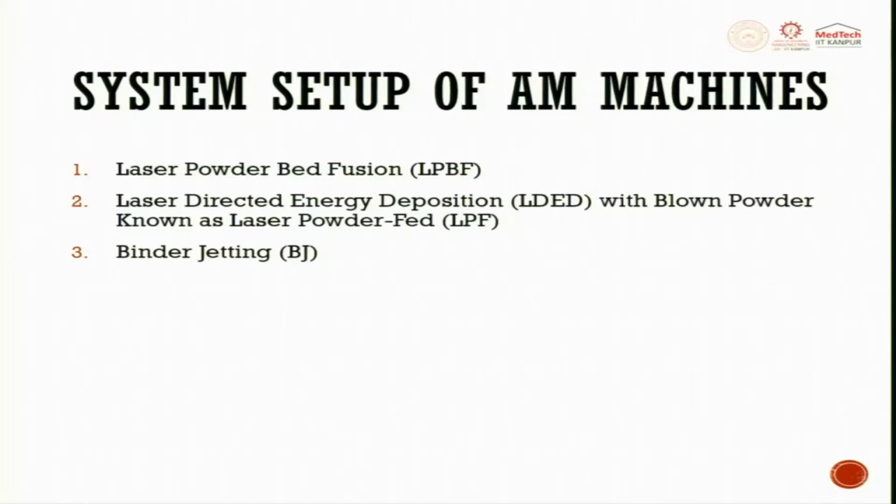Okay. Now, let us get into system setup of additive manufacturing machine. So, there are three system setups. One is laser powder bed fusion, then laser directed energy deposition with blown powder, known as laser powder fed. The next one is binder jetting system. These are the most common systems which are used in metal additive manufacturing setups.